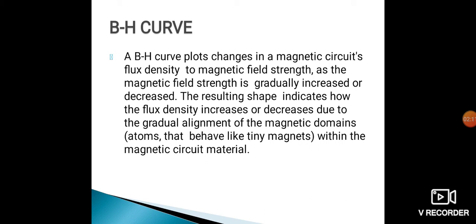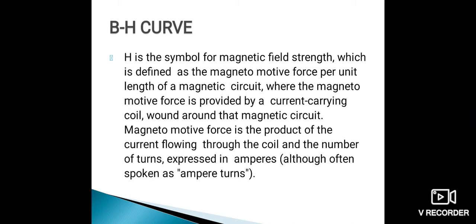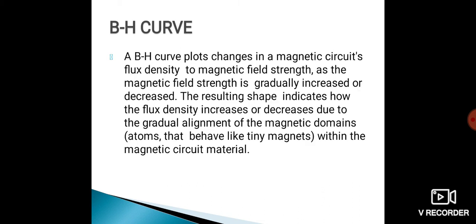So, when the graph is plotted between magnetic flux density and magnetic field intensity, as the magnetic field intensity is increased or decreased, the resulting shape indicates the gradual alignment of the magnetic domains within the magnetic circuit material.